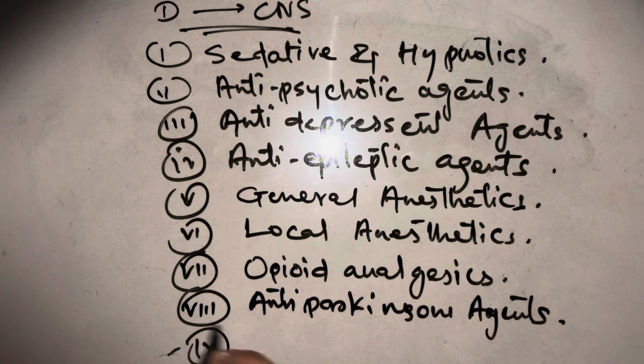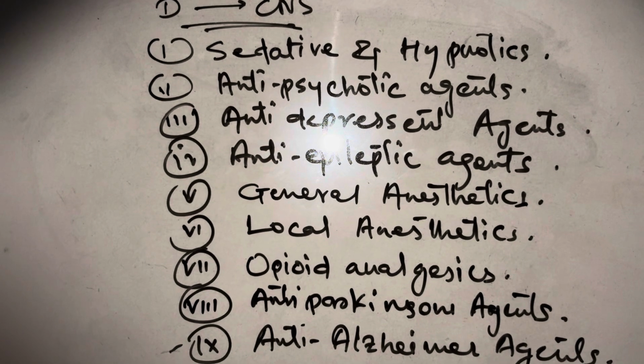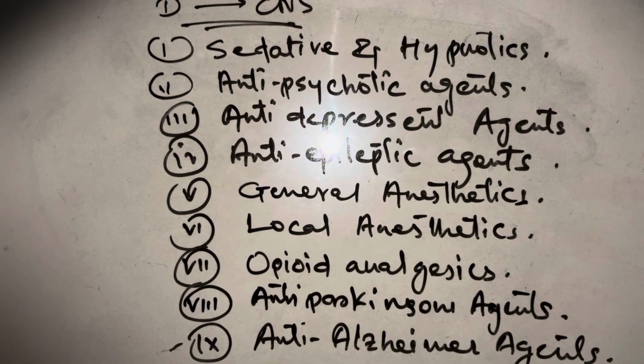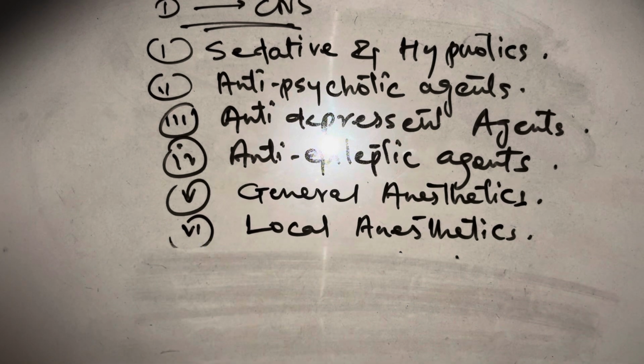In the ninth lecture, we will complete anti-Alzheimer agents. Okay. So in these 9 lectures, we will complete the whole topic, that is drugs acting on CNS. Now let's start with the sedatives and hypnotics.